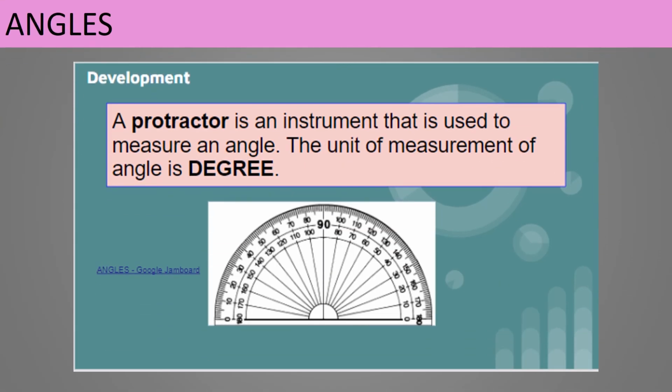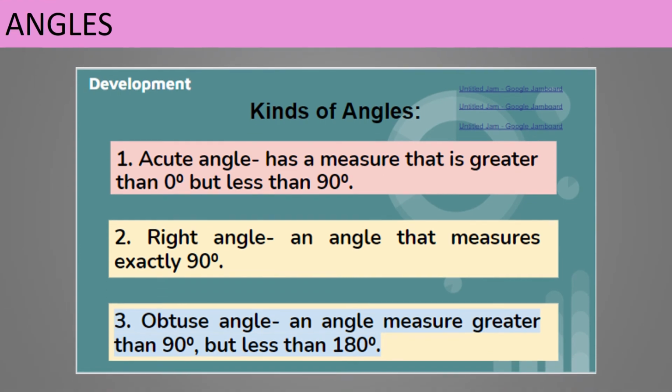Now, we can use a protractor to measure the opening of the angle. A protractor is an instrument that is used to measure an angle. And the unit of measurement of the angle is degree when we use the protractor. So the unit given in our protractor is degree.